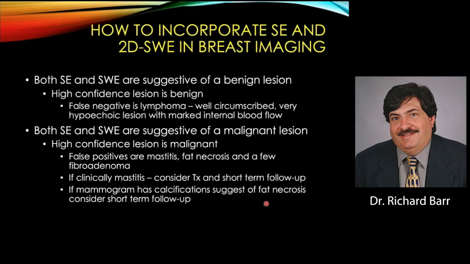If both strain and Shearwave are suggestive of malignant lesion, we have very high confidence the lesion is malignant. Our false positives are mastitis, fat necrosis, a few less than 5% fibroadenomas, and I would add radial scars or sclerosing lesions. Why? Because particularly for mastitis and fat necrosis, if it's acute, we have associated edema. So for those of you that do liver elastography, know that if you've got acute hepatitis, the liver becomes stiffer because of the inflammation. Same thing happens in the breast. So we see that inflammation as giving increased stiffness around the lesion.